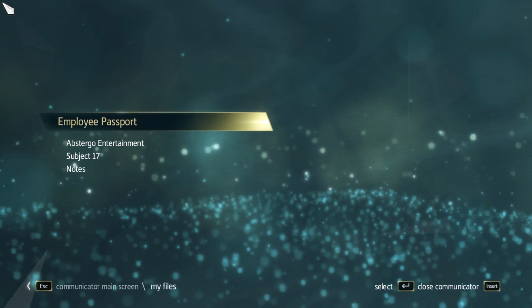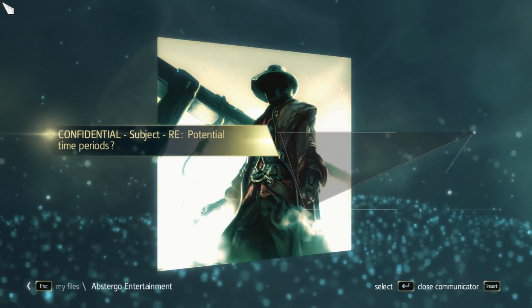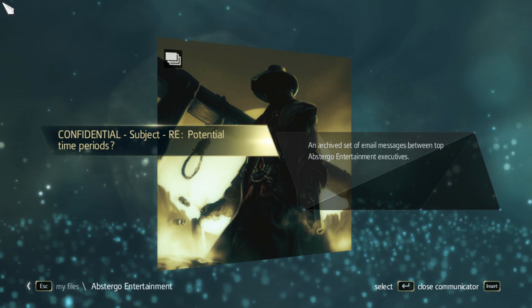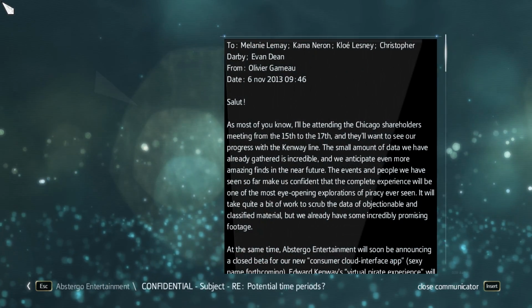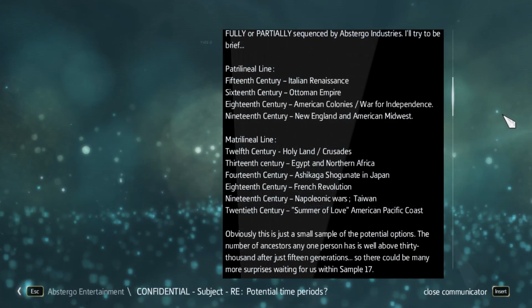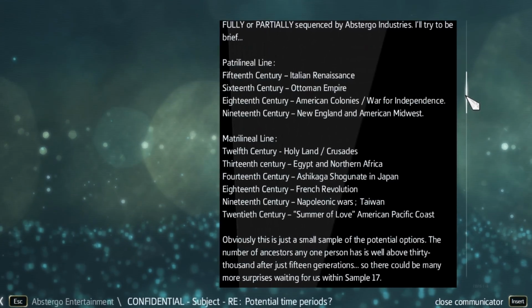So first off, let's start with Assassin's Creed 4. When reading through the Abstergo Industries CCO's emails, more specifically the one titled Potential Time Periods, you'll find some pretty interesting things. For starters, you'll notice that there's some familiar locations and time periods.